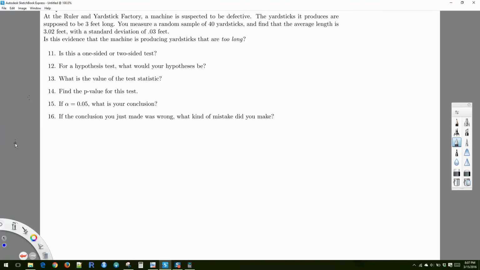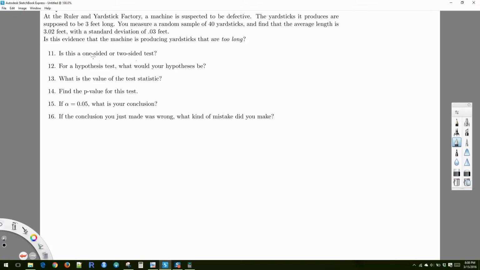Okay, we're going to the ruler and stick factory. It's my favorite place to go. Here it says the yardsticks it produces are supposed to be exactly 3 feet long. You measure a random sample of 40 yardsticks, find that the average length is 3.02 feet with a standard deviation of 0.03. Is this evidence that the machine is producing yardsticks that are too long?